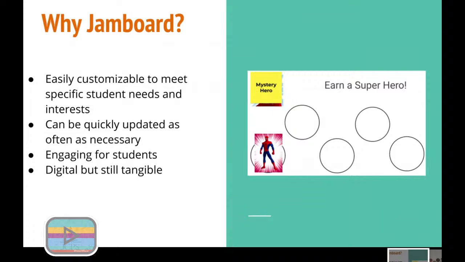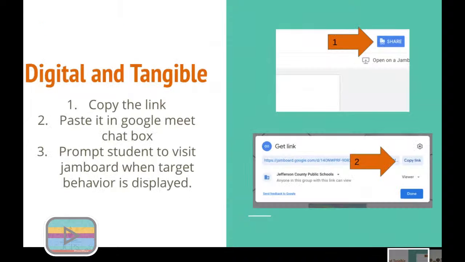It's also digital, but still tangible. And what I mean by that is Jamboard has a share button, and when you select that button, it gives you the option to copy the link. When you conference with your student at the beginning of the day, you can paste the link of the Jamboard in the Google Meet chat box and set the expectation just as I explained earlier.